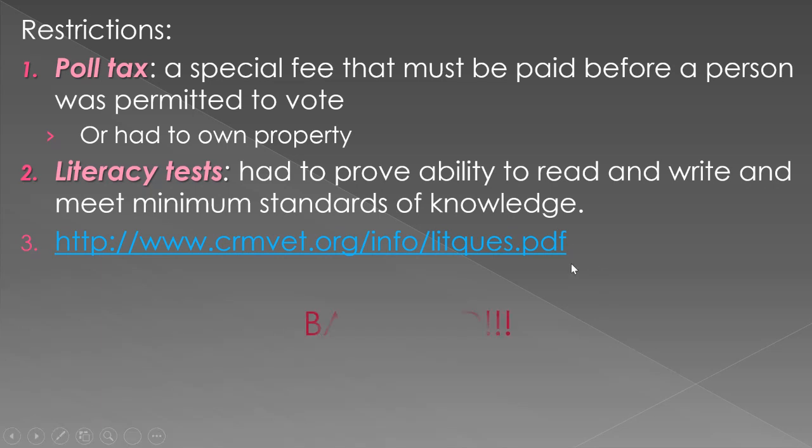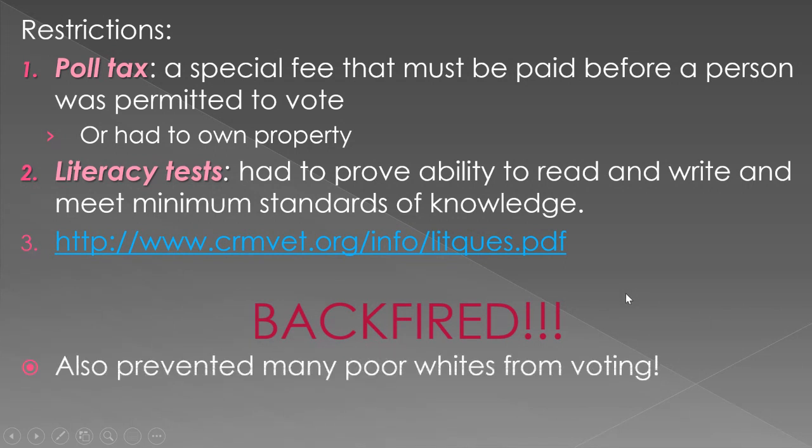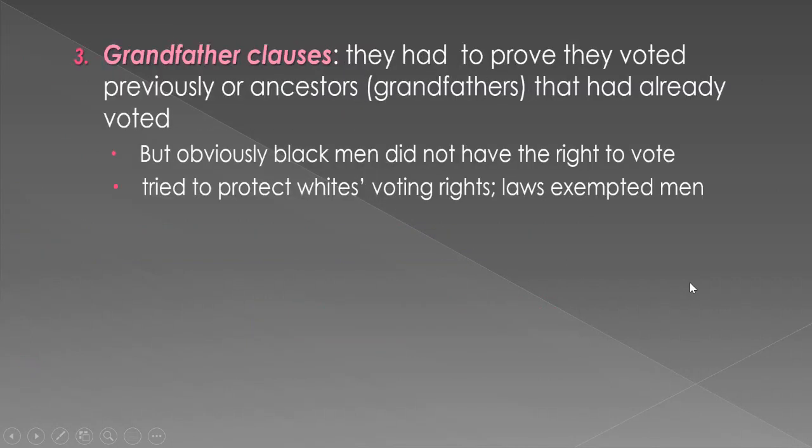And this restriction actually backfired on Southern whites because there were many, especially poor farmers, that weren't literate and were not able to vote. So there was no loophole around taking a literacy test, as there was with a poll tax. So this was kind of a fail at that point of trying to do what they intended to do.